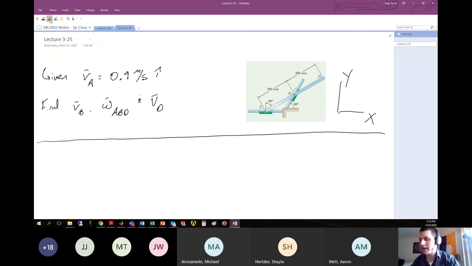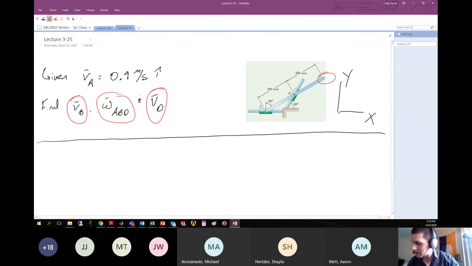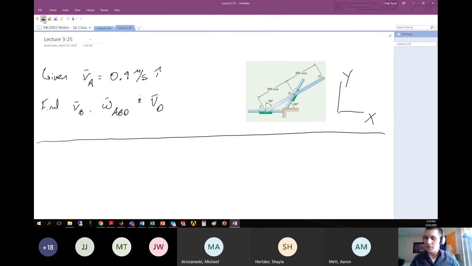I think that's generally intuitive, but let's make it perfectly clear. So the velocity of point A is 0.9 meters per second in i hat, and we're asked to find the velocity here of B. We're asked to find the angular velocity of the rigid body ABD, and we're asked to find the velocity of point D, which is out here on the end. Okay. So let's go through that.